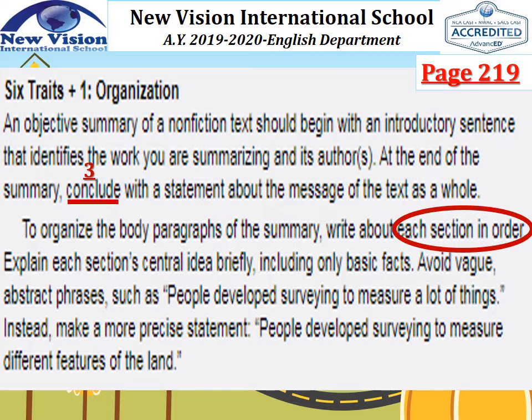Precise meaning exact. Instead of saying the first sentence, it could be, "People develop surveying to measure different features of the land." Now, from the group of words "a lot of things," we've tried to make an alternative, using the exact words lifted from the text: we have to measure different features of the land. Got it? All right.